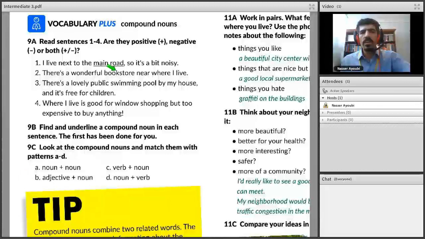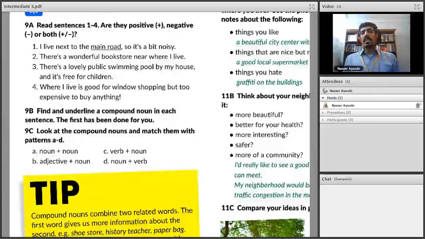In number 2, bookstore. Book and store, both are nouns. In number 3, swimming pool. Swimming pool is a compound noun that consists of a verb and a noun. Swimming verb, pool noun. And last one, window shopping. Window is a noun, shopping is a verb. All right.